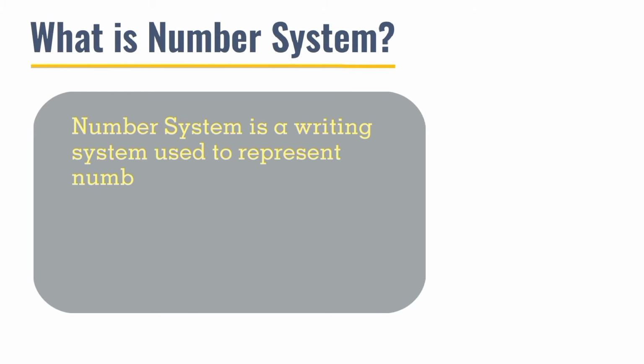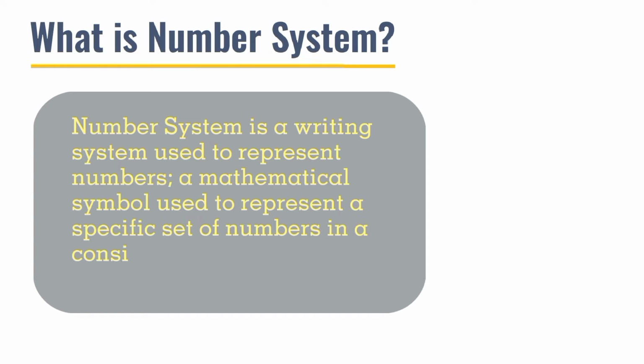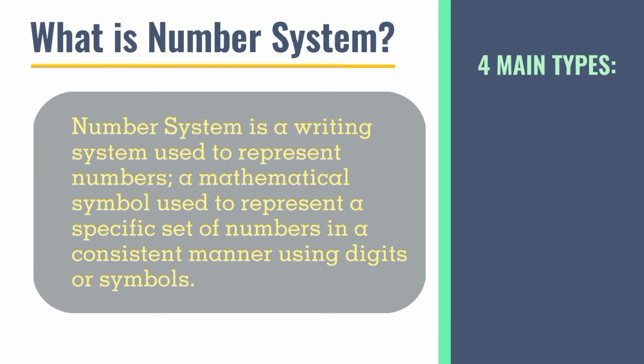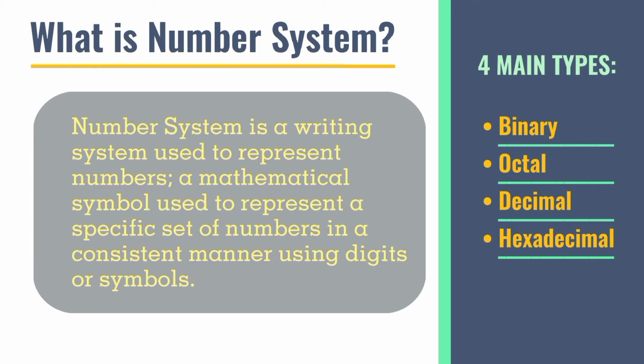A number system, also known as a numeral system, is a writing system used to represent numbers, a mathematical symbol used to represent a specific set of numbers in a consistent manner using digits or symbols. The same sequence of symbols can represent different numbers in different number systems. Number systems have four main types, and these are binary, octal, decimal, and hexadecimal.